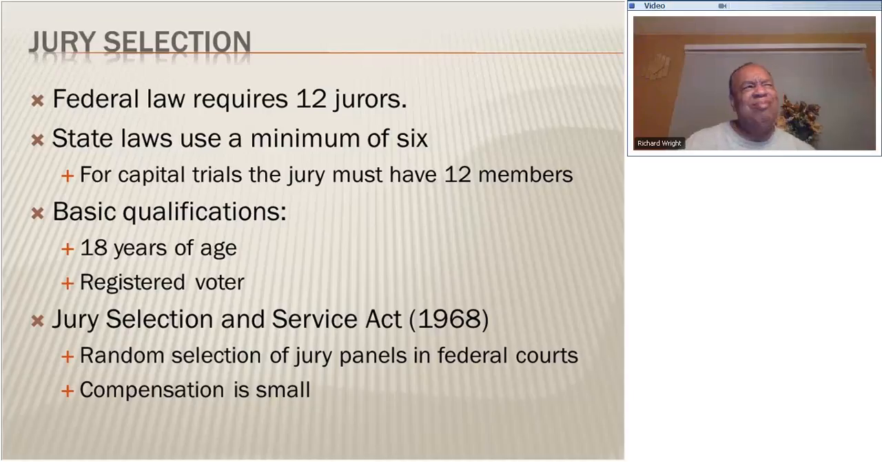I think I got $20 or something. I don't remember what it was. But anyway, that's how juries work. And so you have a right to a bench trial or a jury trial.